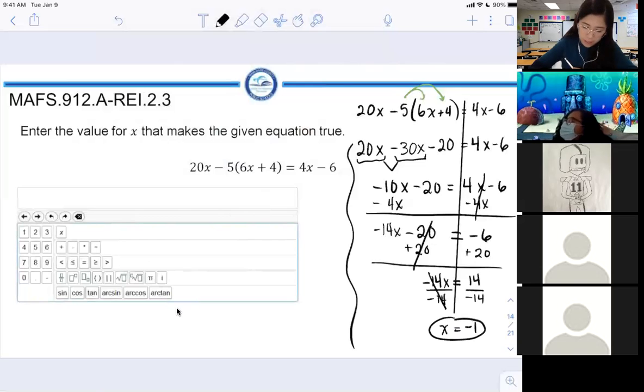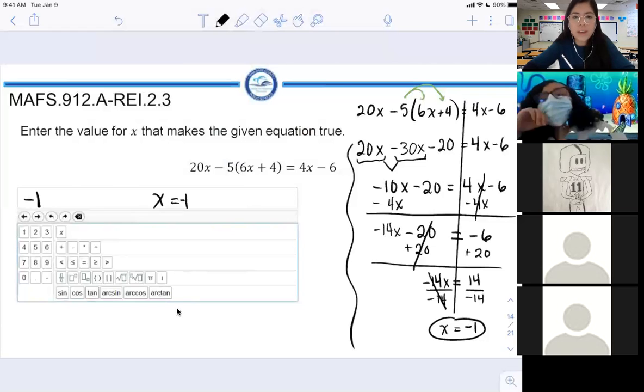x equals negative 1. And in your answers, I believe you would just write the number negative 1. I don't think that you have to write x equals negative 1. I think it would be correct either way.